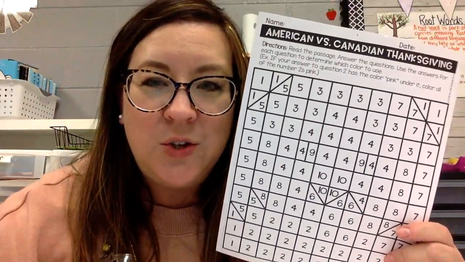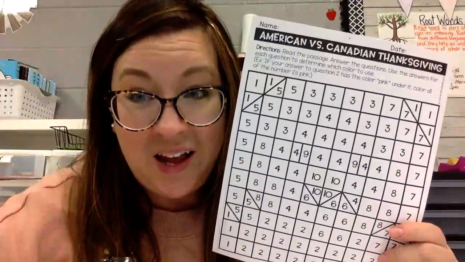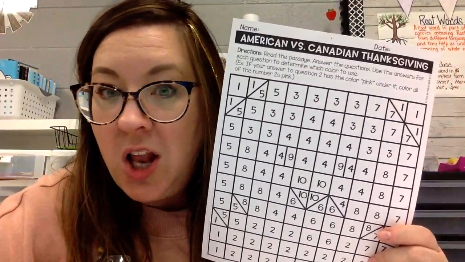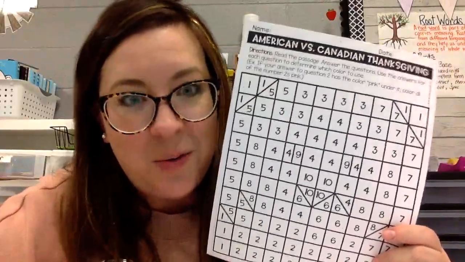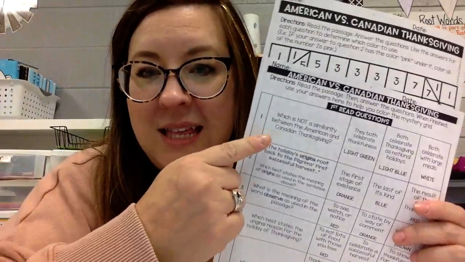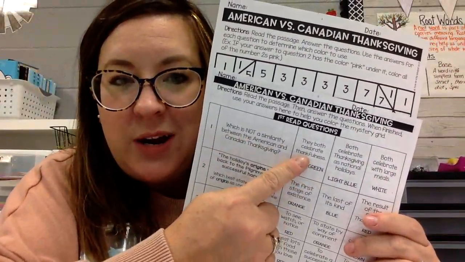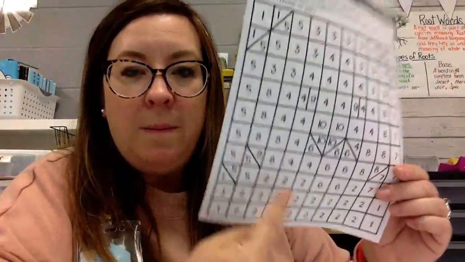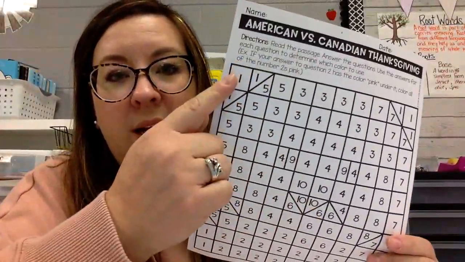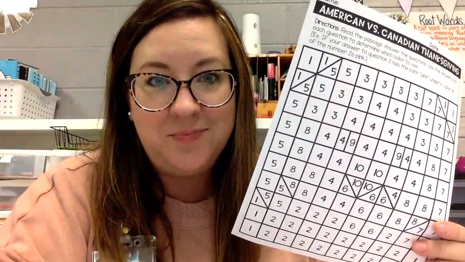If your answer to question 2 has the color pink under it, then you're going to color all of the number 2s pink. That's how it works. So if I go back to number 1 and I say that the answer to number 1 is this answer right here, which I'm not really sure what it is, so be careful and read your own answers. But let's say it's light green. Then I would go back over here to my coloring sheet and I would find all of the 1s and those would be colored light green. Okay? Following me? Okay, so then once I have this colored, I should have a picture.